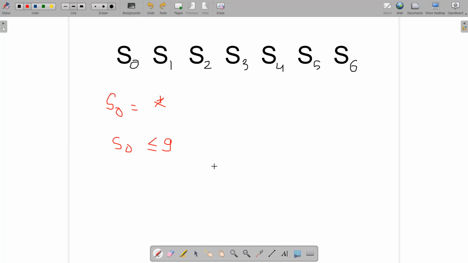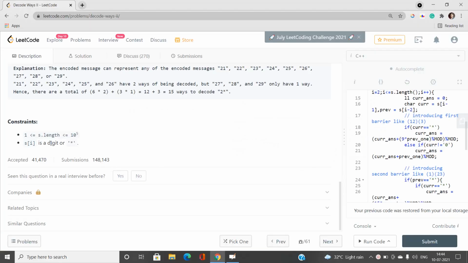Let's talk about the general case, how to build up that DP. Let's pick any particular S3. I'm talking about filling this DP of 4. If I'm talking about DP of 4, my current character is S3 and my previous character is S2. Now I'm trying to fill up this DP of 4. If I'm at S3, there are many cases, since any character is a digit or a star.